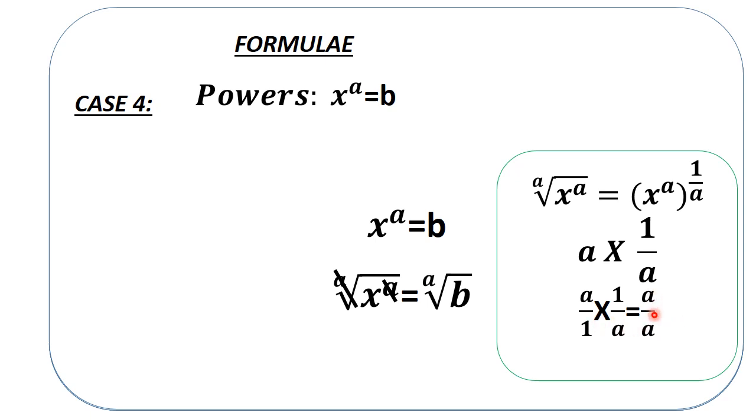So once we have a over a, we can cancel a into a. I don't have to explain this. a divided by a is 1. Any number divided by itself is 1.